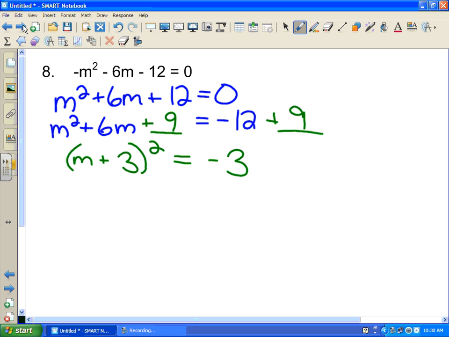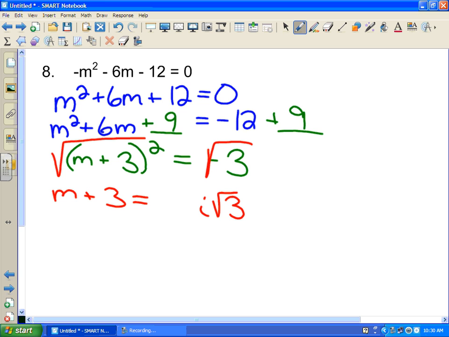Okay, now we're solving by square roots. So take the square root of each side. You get m plus 3 equals, oh no, what are we going to do? Just square root the negative over. Close. What did you say? I'm thinking you're right. 3i. Just that, yeah. The 3's got to stay in the radical.